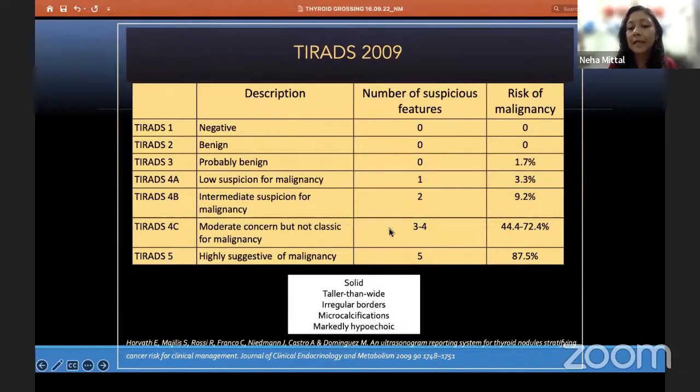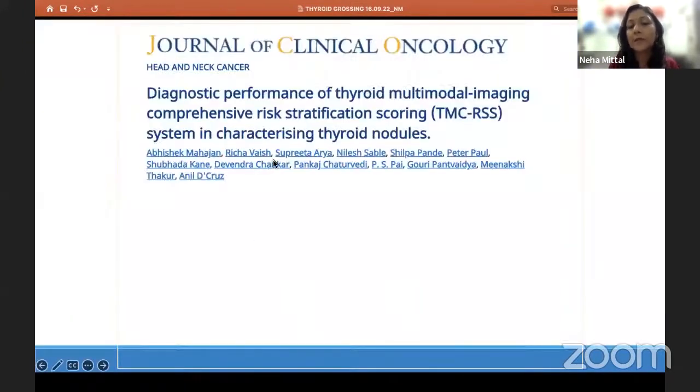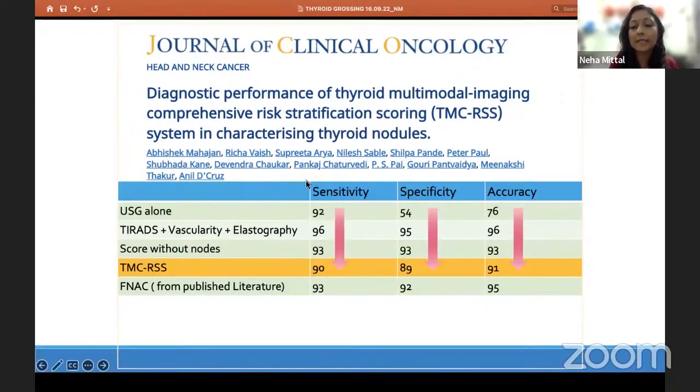So even if the TIRADS has not been mentioned in your ultrasound thyroid report, please look for these features in the thyroid ultrasound report in the particular case when you are looking at a thyroidectomy specimen. Then this is our own data from Tata Memorial, where we came up with this new classification system on imaging, which is known as the TMC RSS score, which had a very high sensitivity and specificity to identify malignancy and characterization of thyroid nodules. And this is also used in multiple places in the world.